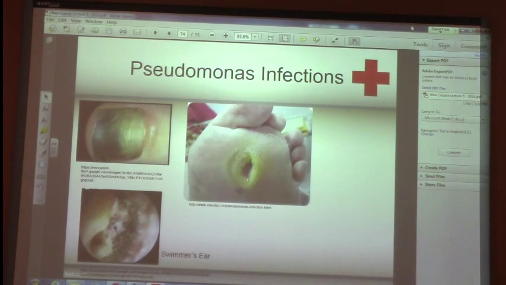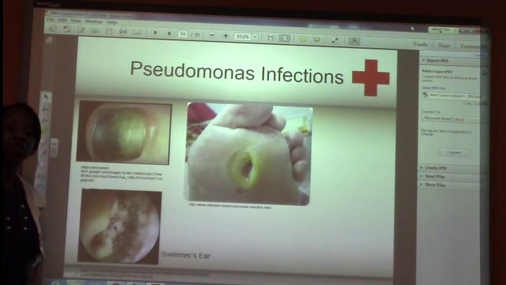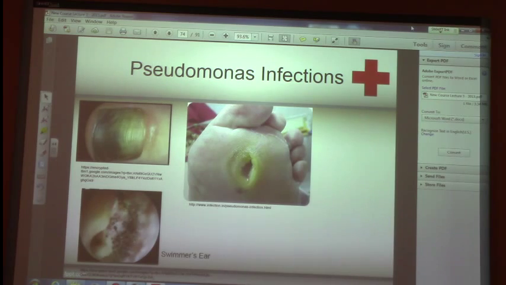So here are some pictures that show you how Pseudomonas infections look. And you can see the characteristic yellowish green color arising from these infections.